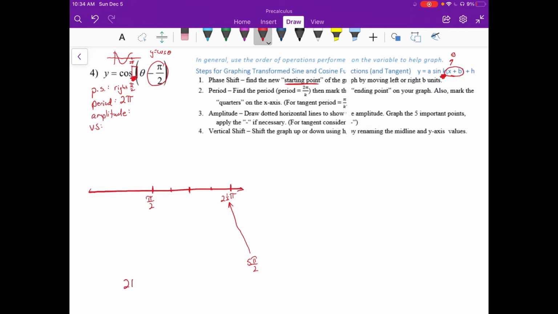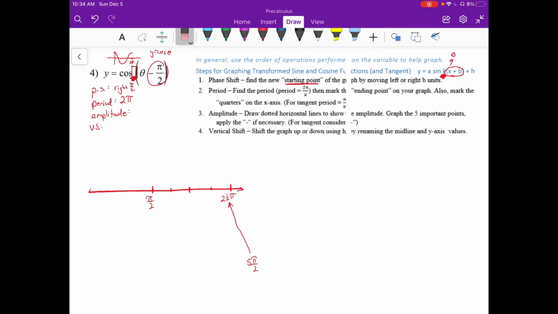The entire period is 2 pi. Actually, I'm going to leave this for later because I don't want you to get thrown off or confused by this part. We're going to graph as is here, and then at the end we can mark what those different values are, if that will help us. So we found the quarters.